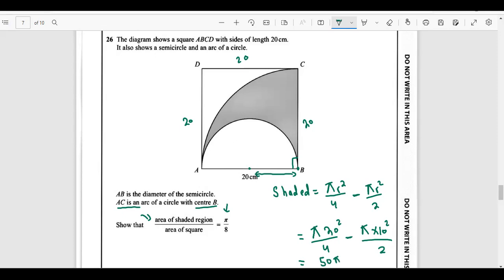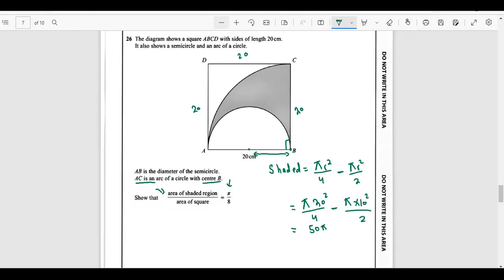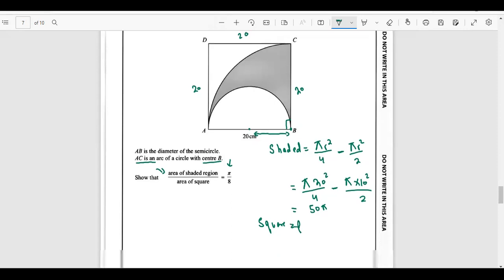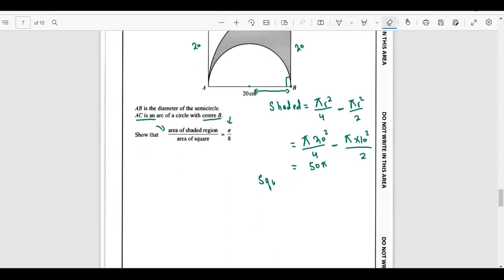Okay. This is the shaded region. We are done with the first part. The second part says area of square. That would be 20 squared. The area of the square is basically L square, and L is any side. So all the sides in case of a square are same. It is going to give me 400.